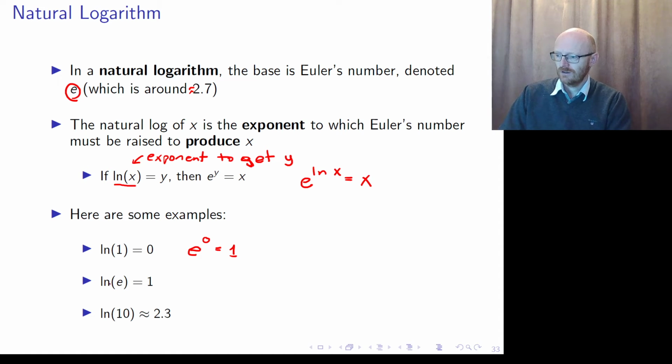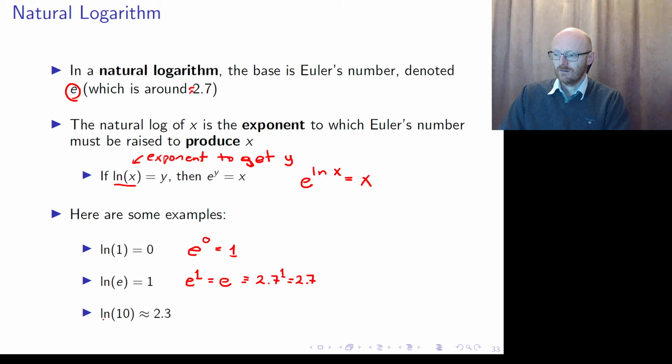And here you have the natural logarithm of e. So what do you have to raise e to get the number e? Well, anything raised to the power of 1 gives you that same thing, right? So e to the power of 1 equals e, which is the same as 2.7 to the power of 1 equals 2.7.